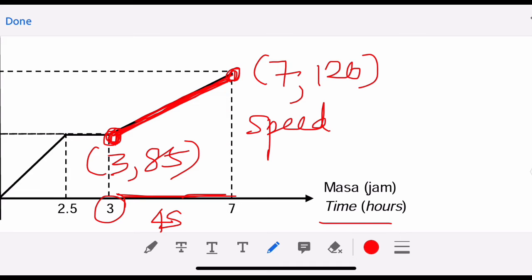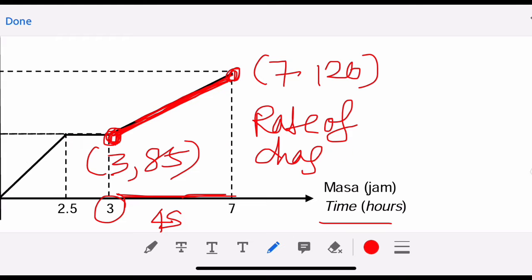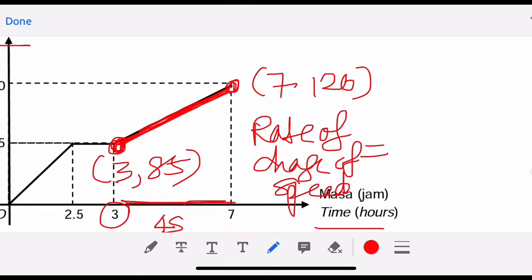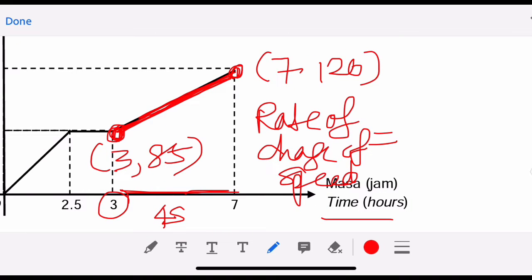No, it means that the gradient means rate of change of speed. Right? It doesn't mean speed. It means how fast the rate changes, the speed change compared to time.